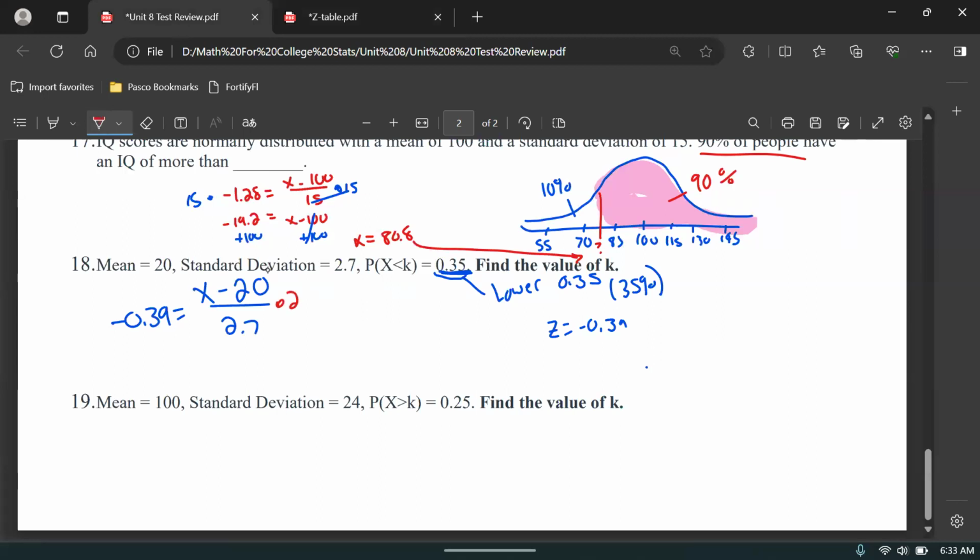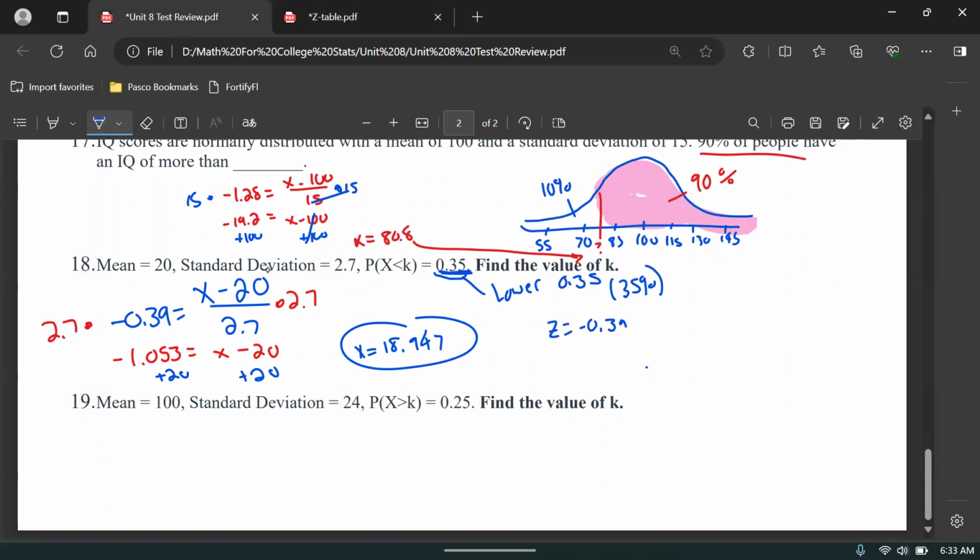So we're going to multiply by 2.7, which is negative 1.053. And then just add 20. So we get 18.947. X equals 18.947.